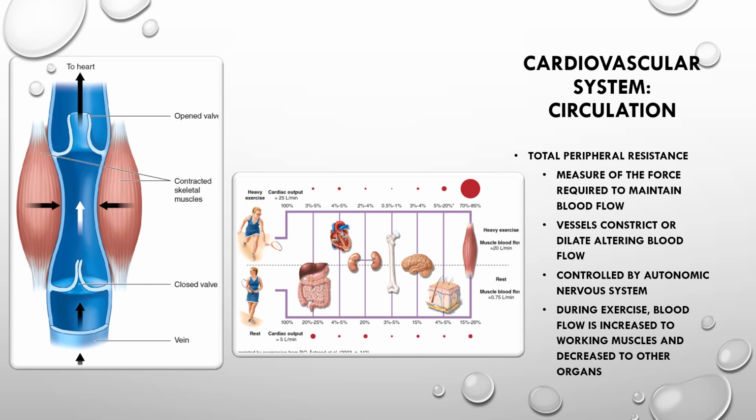Increases in peripheral vascular resistance, blood volume, and cardiac output result in higher blood pressure. Conversely, decreases in any of these factors lead to lower blood pressure. Three main sources of peripheral resistance are blood vessel diameter, blood viscosity, so how viscous is the blood, and the total vessel length.